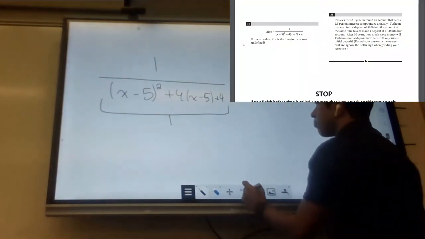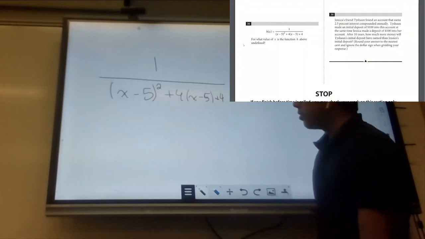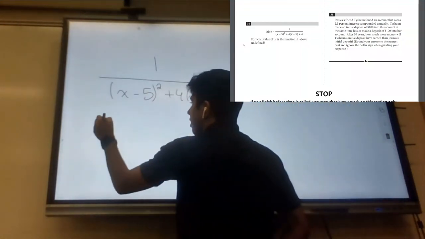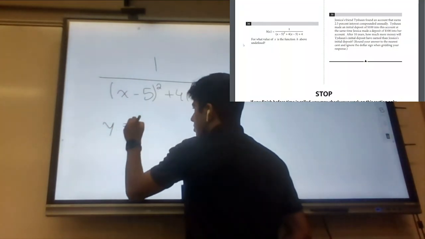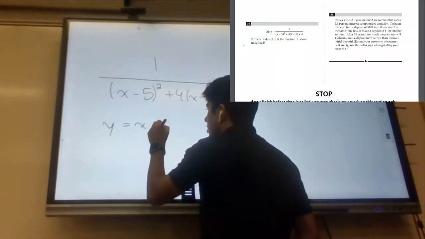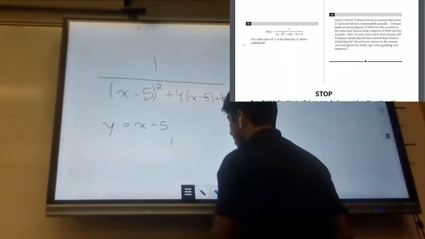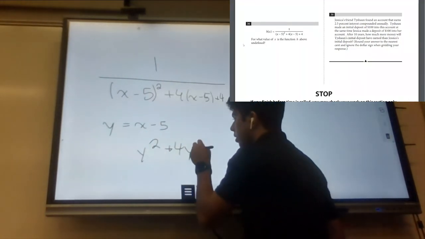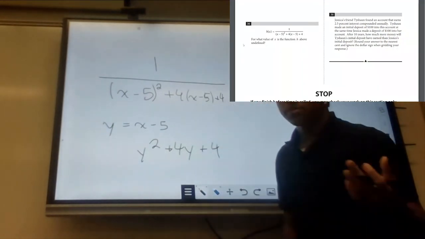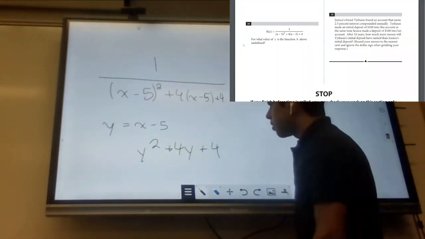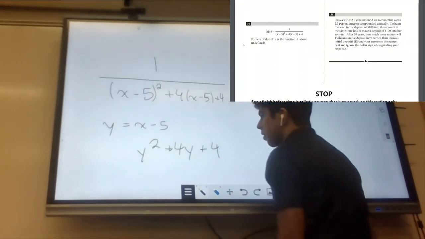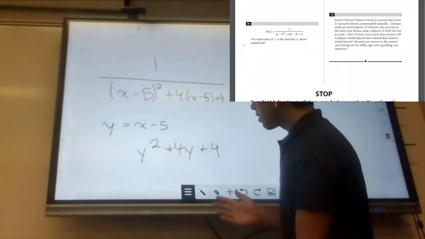Okay, so how are we gonna do that? This might look a little complicated, but I can do one thing that's really nice. I can say y equals x minus 5. And now we're just trying to make y squared plus 4y plus 4 equal to 0. You can do the quadratic formula on this, but it's really unnecessary. You can factor it, or you can recognize this is a perfect square.